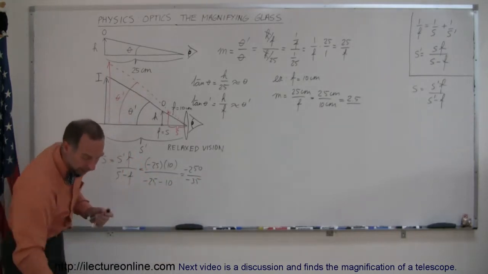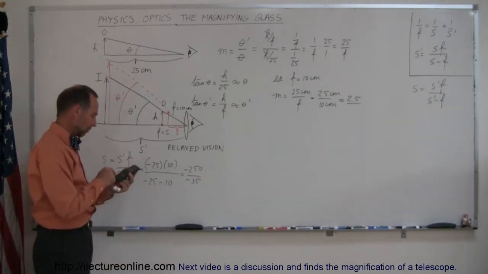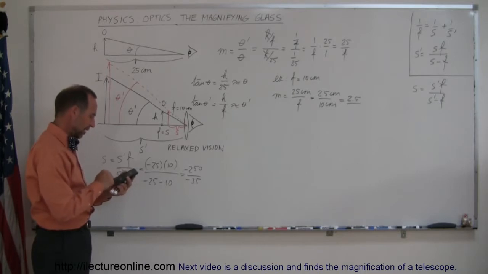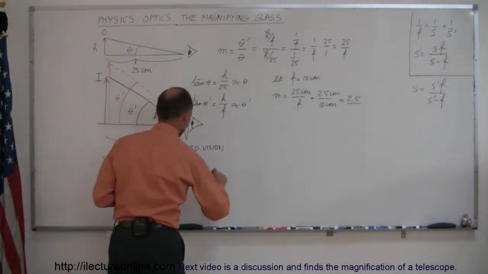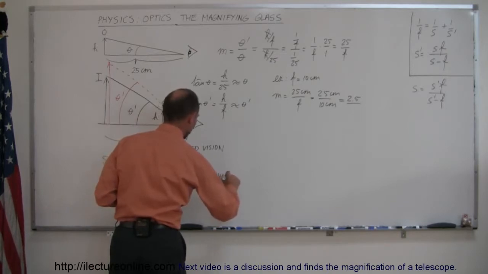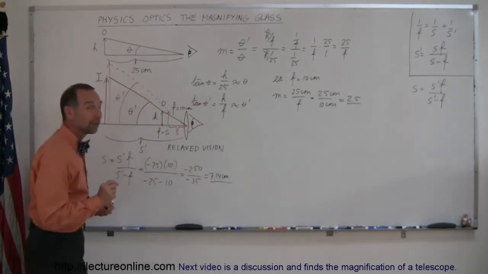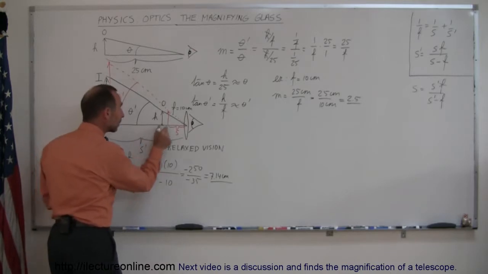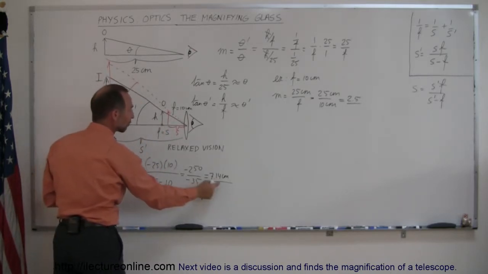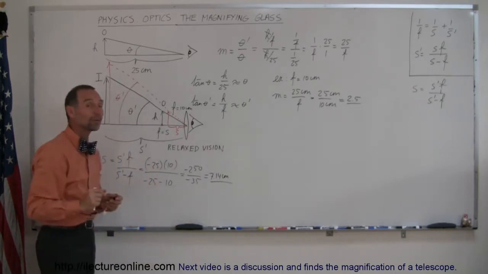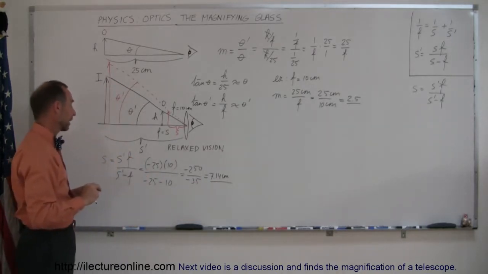And then if we grab a calculator, what is that equal to? We have 250 divided by 35, and that would be 7.14, and that's equal to 7.14 centimeters. Which means, if you now take the object and bring it in a little bit closer, so you have a larger image at a distance of 25 centimeters, you'll have to put the object at a distance of 7.14 centimeters in this particular case.